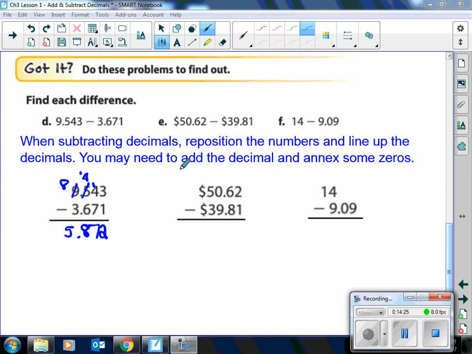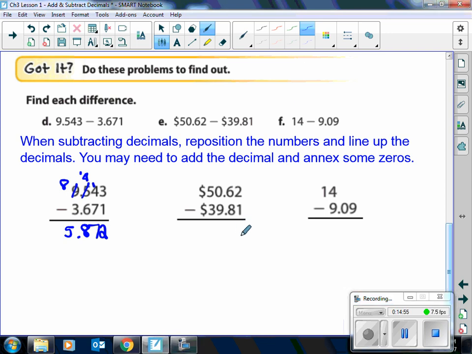So, for example E, we have $50.62, and we're going to subtract $39.81. Now, remember, when you're talking about money, you don't say fifty point sixty-two, okay? You say fifty dollars and sixty-two cents. And when it's money, it only goes out to the hundredths place, right? So, all right, so now we subtract.